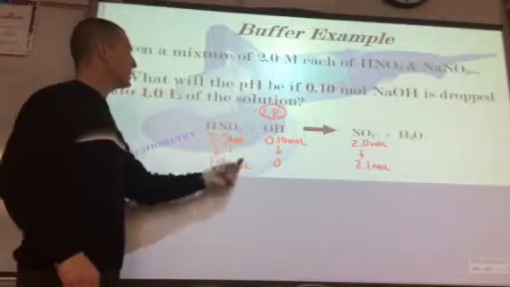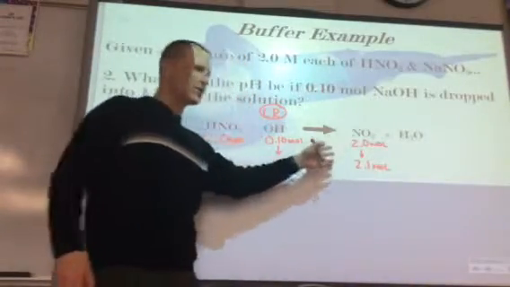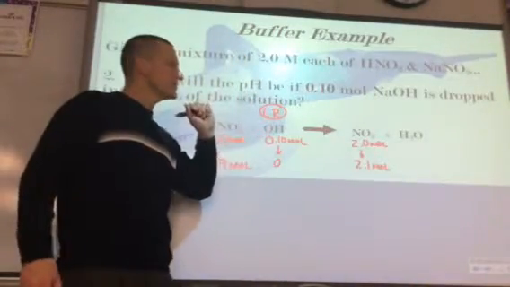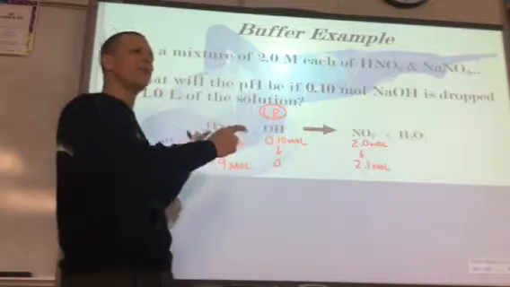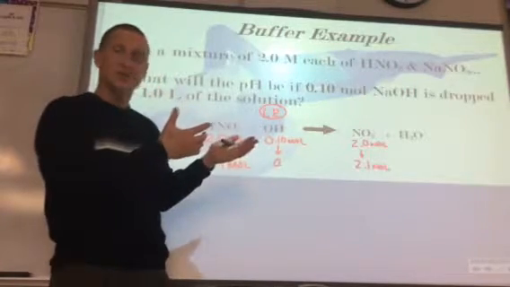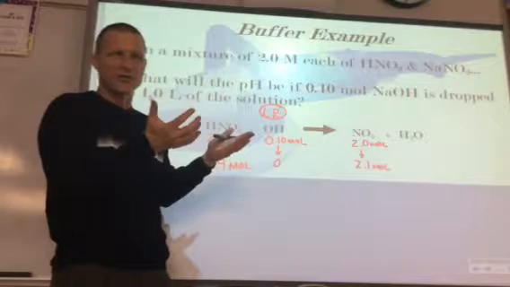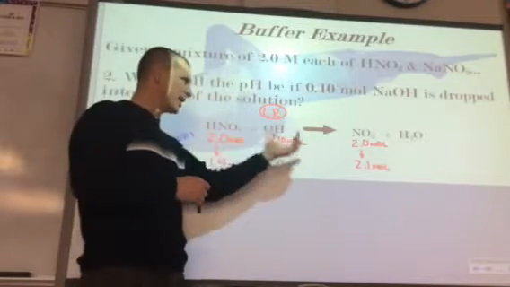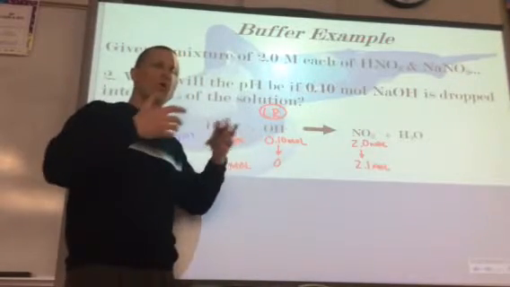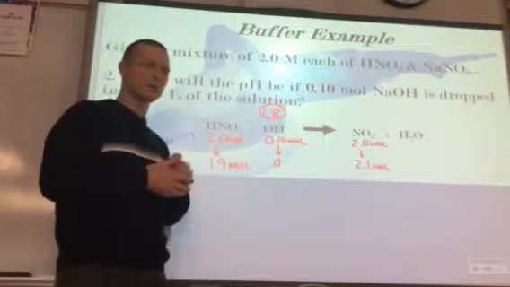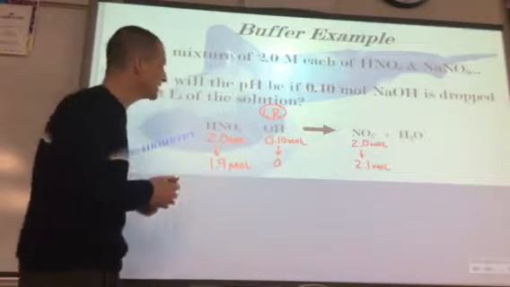So our amounts of the acid and the conjugate base have changed. They're still close to what they were before, so that means the pH is not going to change very much. That's kind of the idea of a buffer. The more concentrated your buffer components are, the more they can withstand reacting with strong acid or base.